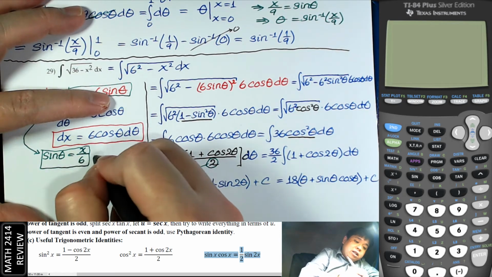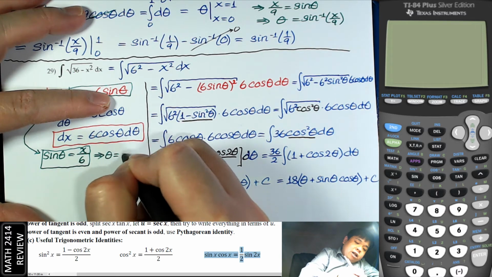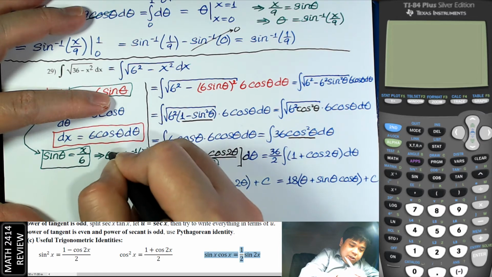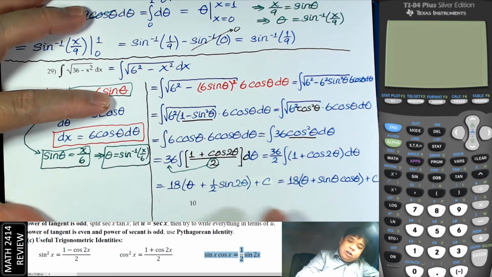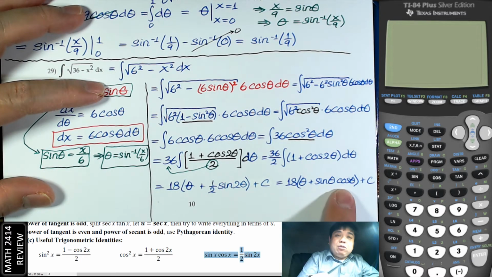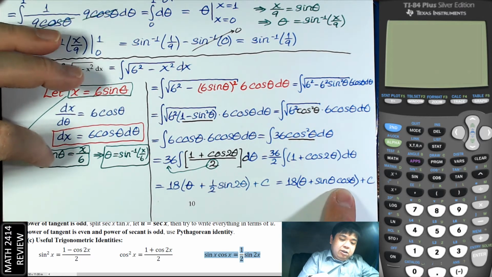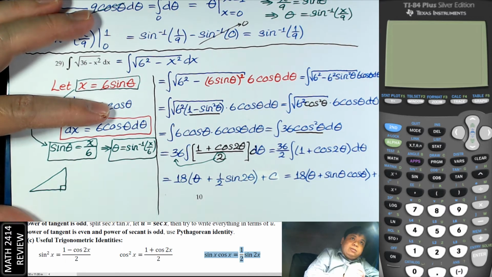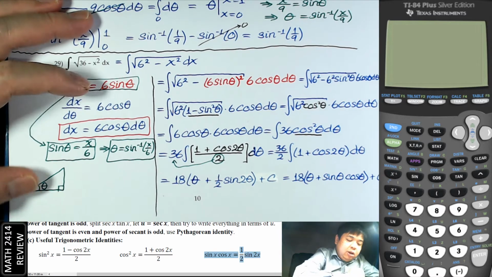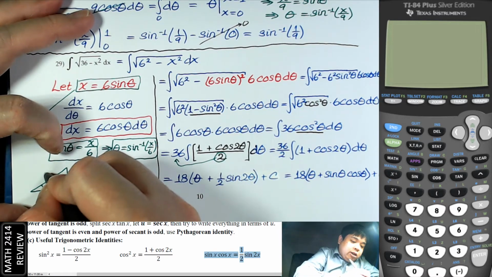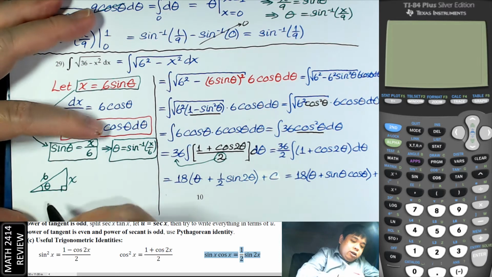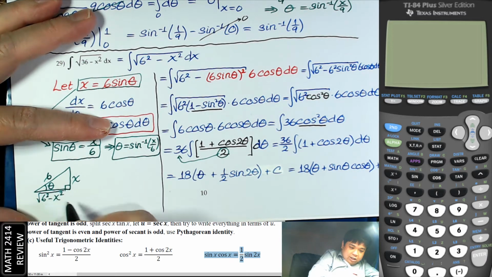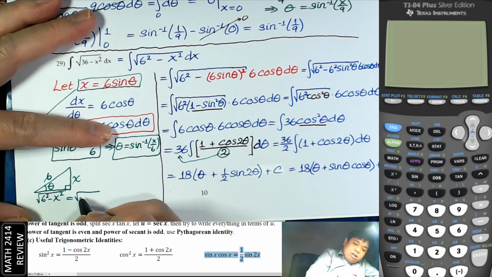Also from here we can say theta is sine inverse of x over 6. So for that we have this theta. The only thing left to be determined is cosine of theta. Right? So we use the right triangle for that. Sine is opposite over hypotenuse. So this is 6 squared minus x squared, square root of that, which is the square root of 36 minus x squared, the adjacent.